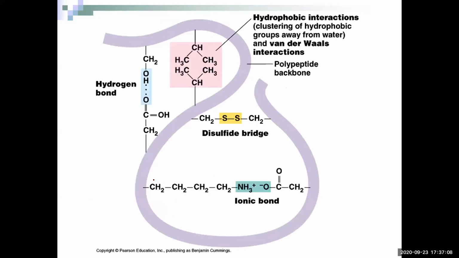So this is an example, let's say this is our alpha helix secondary structure. So, alpha helix daw ito. Then there are also hydrogen bonds, disulfide bridge, and ionic bond between the side chains. Okay, side chains na ito.